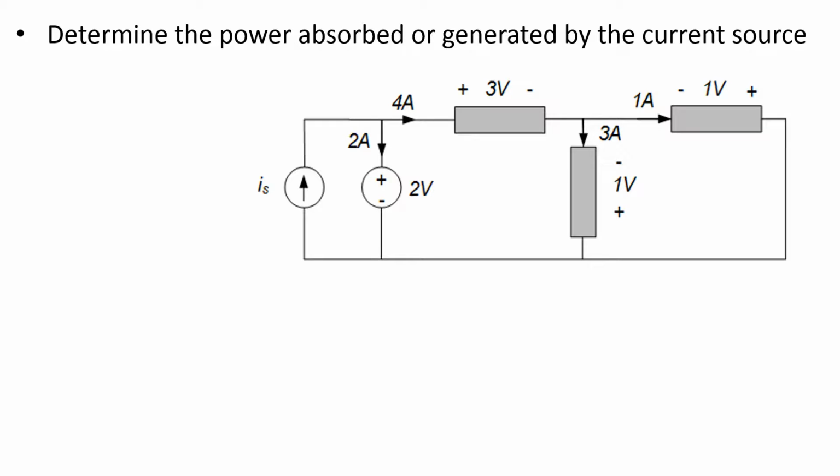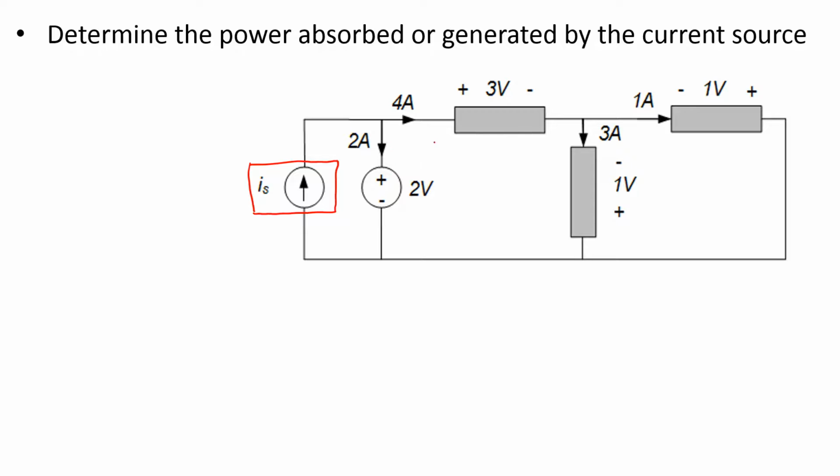In this example, we want to determine the power of this current source and whether it's absorbed or generated. Now we don't know either the voltage or the current through that source, so we're kind of stuck. So I'm going to use conservation of power.